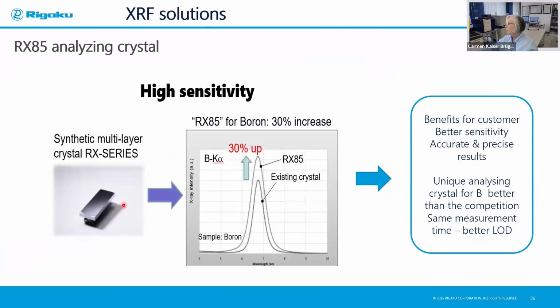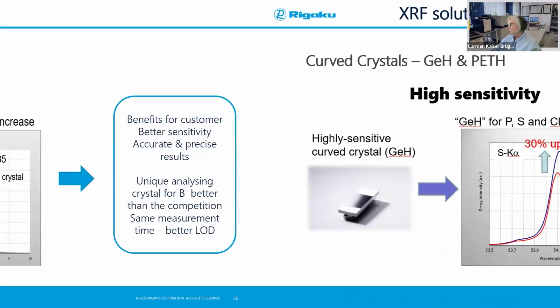Okay, so the other benefit is to use our special crystal, which is the RX85 crystal. And in most suppliers, we would get a much lower intensity, but with the RX85 crystal, we increase the sensitivity for an element like boron by at least 30%. Yes? Once again, leading to much better limits of detection.